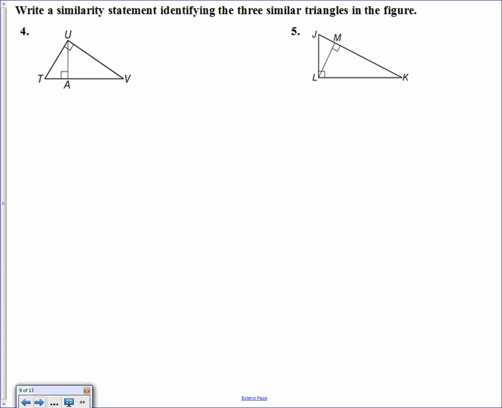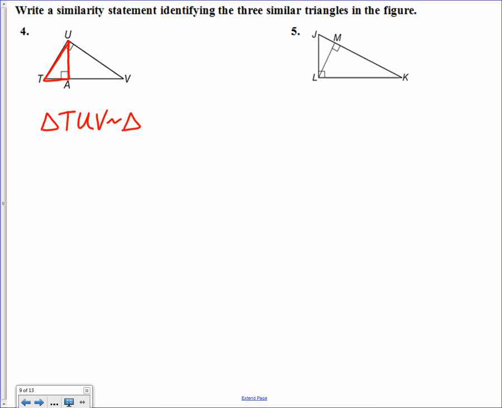Write a similarity statement identifying the 3 similar triangles in the figure. This is something that technically goes back to last chapter, so we should be able to see by angle that there's similarity here. We're just going to go in and figure out what it is. So for the first triangle, my suggestion is to start with the largest of the triangles, so something like triangle TUV. This is going to be similar to, and let's start with this smaller triangle here.